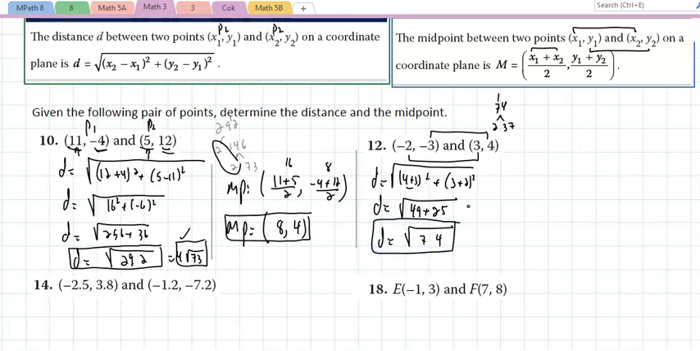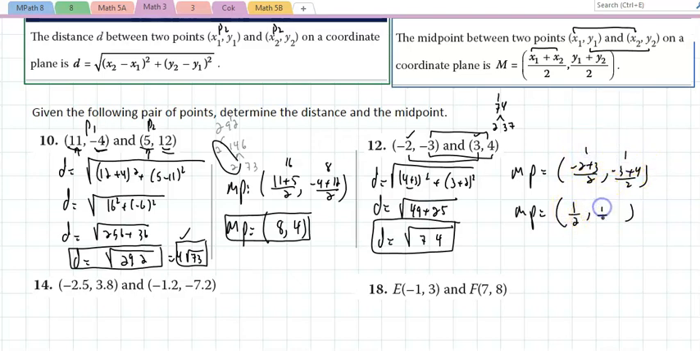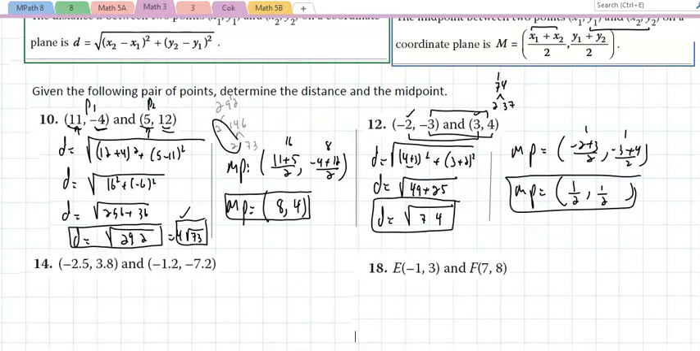That would be it. The midpoint for this problem would be, take the x's, negative 2 plus 3, divided by 2, and negative 3 plus 4, divided by 2. That would be negative 2 plus 3 is 1, so that's 1 over 2. Negative 3 plus 4 is 1, and that's 1 over 2. So, midpoint and distance. Let's do 2 more, just to make sure we're getting this.